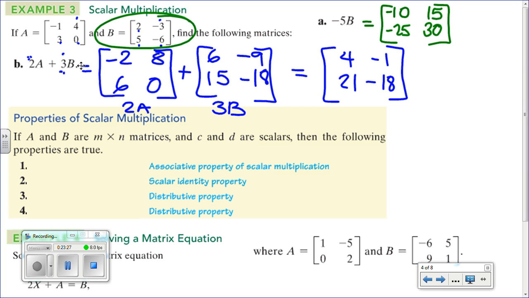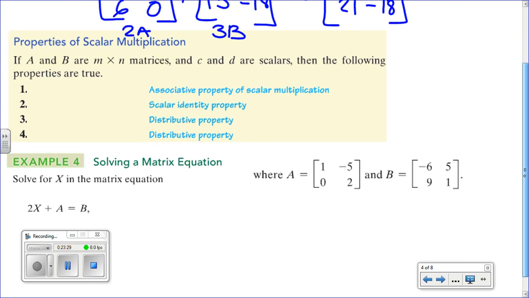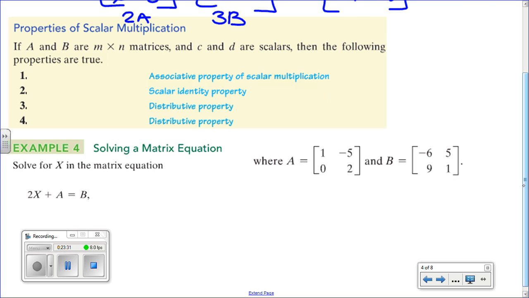Okay. Now let's talk about the properties for scalar multiplication. All the properties that apply to real numbers also apply to scalar multiplication. So it is associative. Here we can multiply two scalars first and then times the matrix, or you could choose to multiply one scalar times the matrix and then times the other scalar. So please write that down.